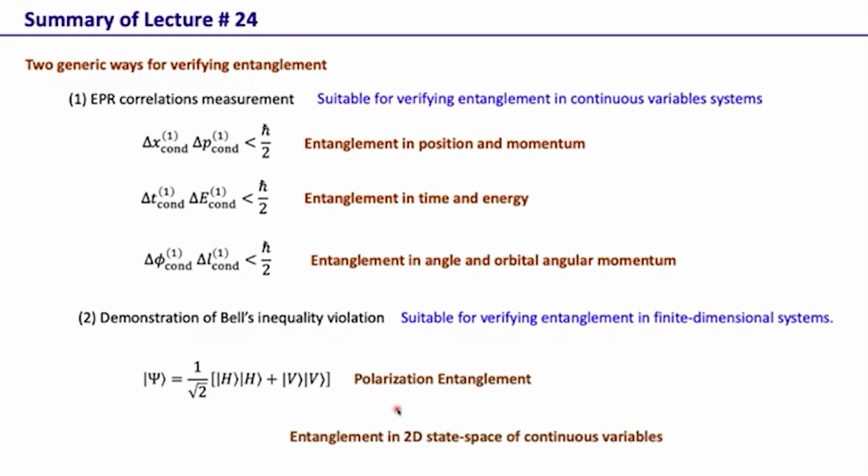It can also be used for demonstrating entanglement in the continuous variable system, but by making a 2D state space out of this continuous variable, and thereby making a 2-qubit state just like this, and then doing a Bell violation and thus verifying entanglement. So Bell inequality violation can also be used in this continuous variable system, but by making a 2-qubit state or a two-dimensional state space out of these variables. So these are the two generic ways of verifying entanglement.